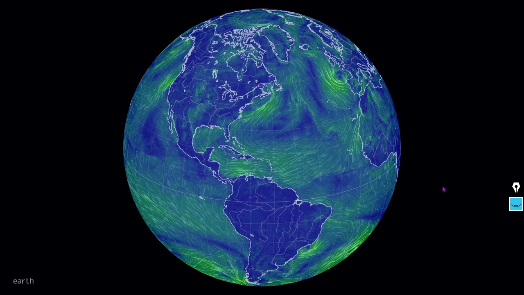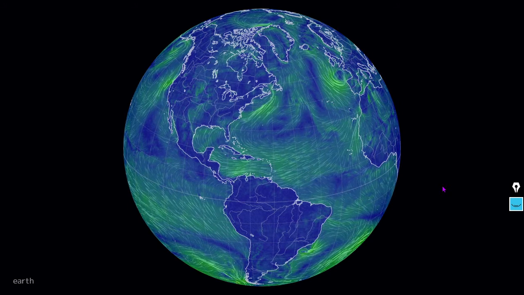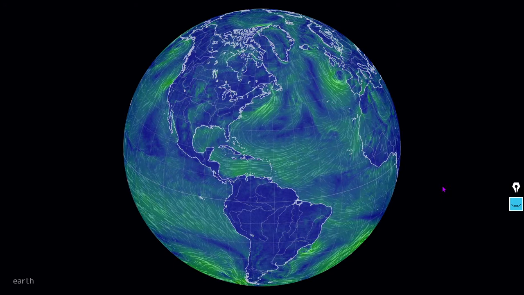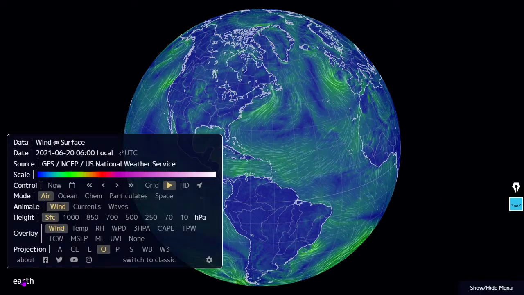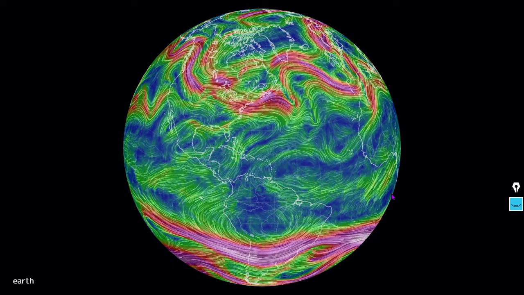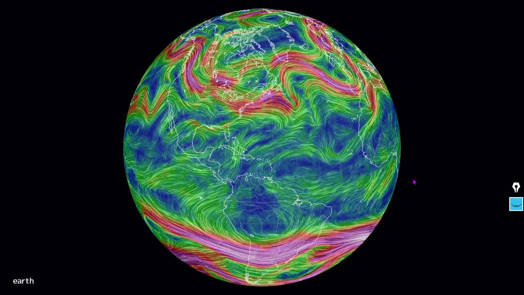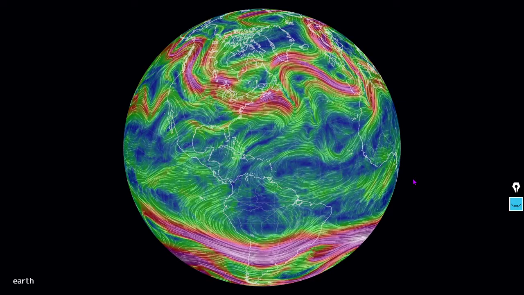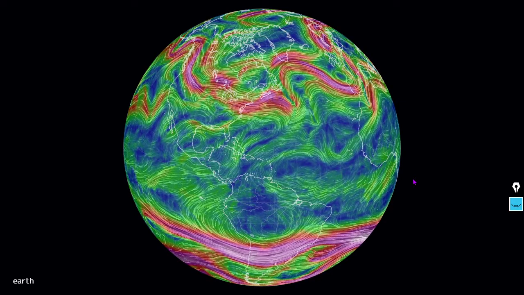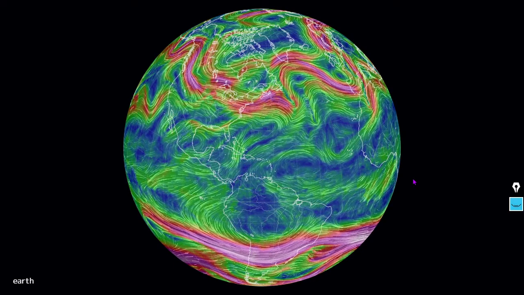Some rather turbulent surface winds here in the southern Atlantic and southern Pacific Oceans here down toward the tip of South America. And here are the jet streams, and look at how chaotic they are over North America once again. Very chaotic jet streams there. And very not well-defined jet streams over most of the Western world.